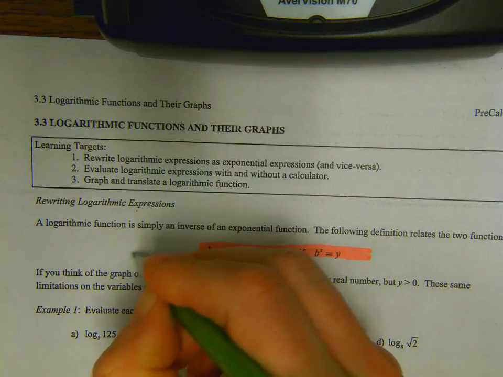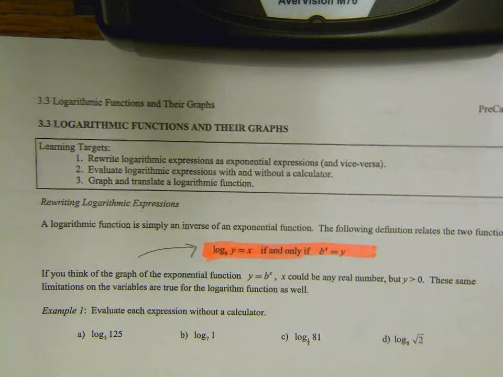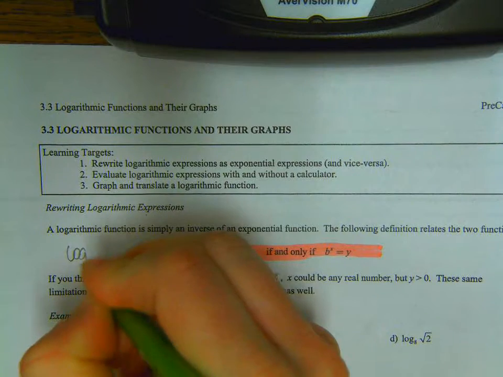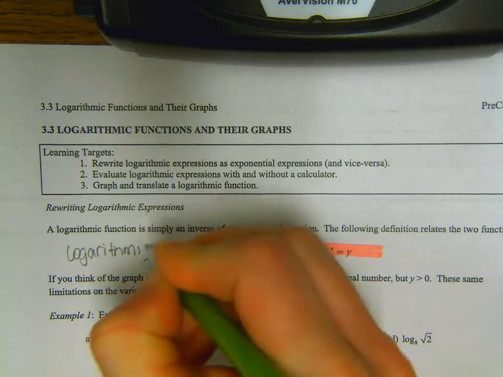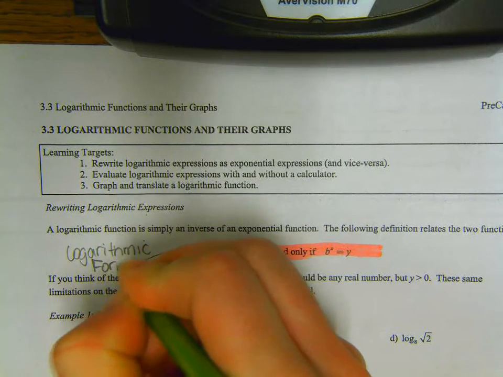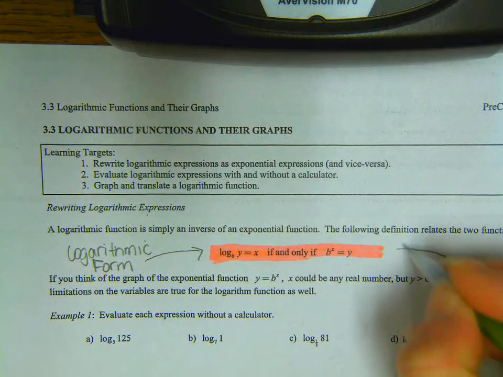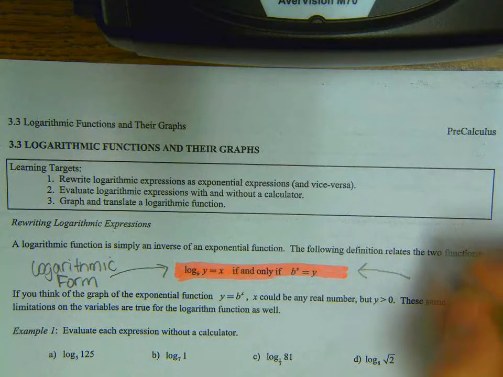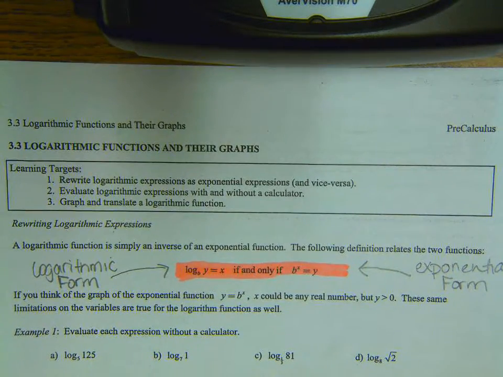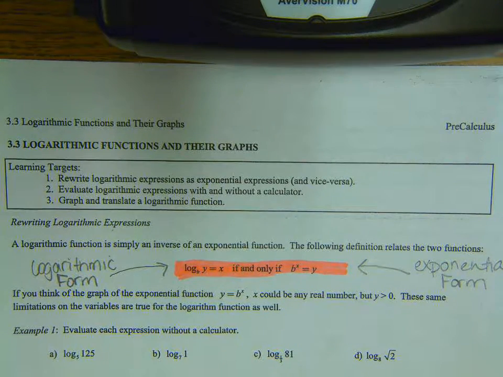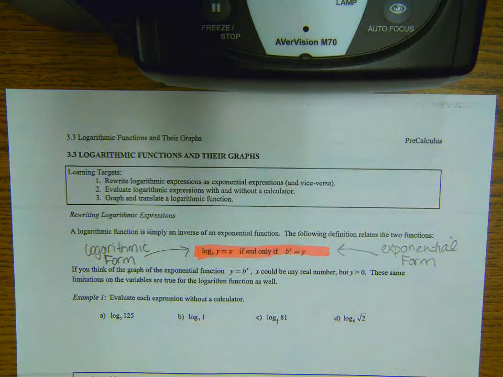This is what we call, on this side, the logarithmic form. And this, on this side, is what we call the exponential form. Okay, and so we're going to rewrite some of these examples and then we're going to evaluate them, okay?